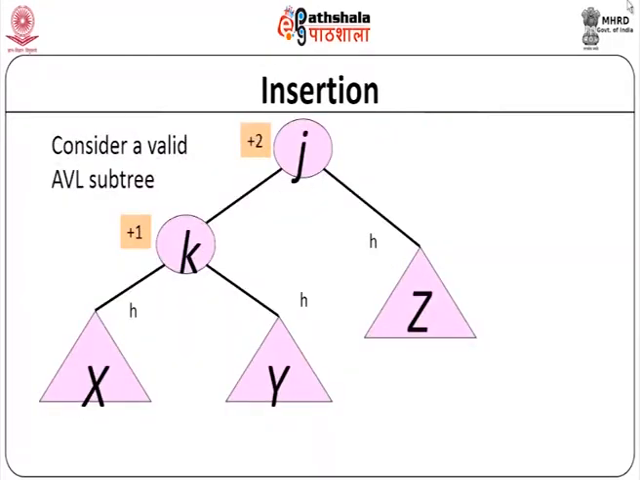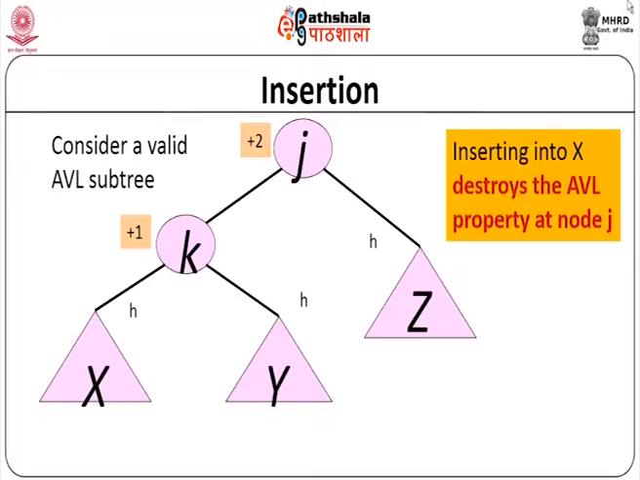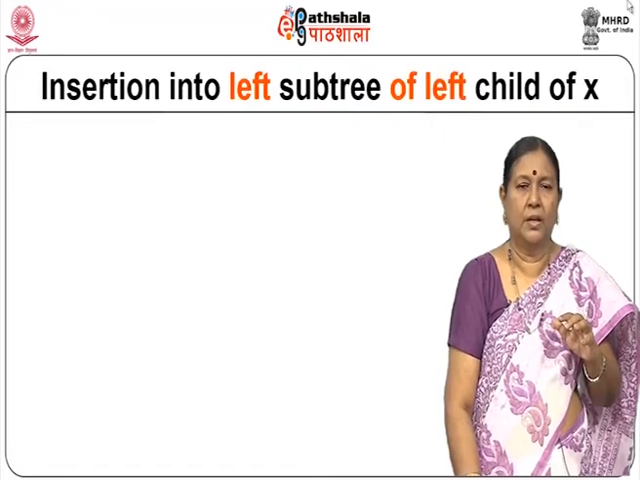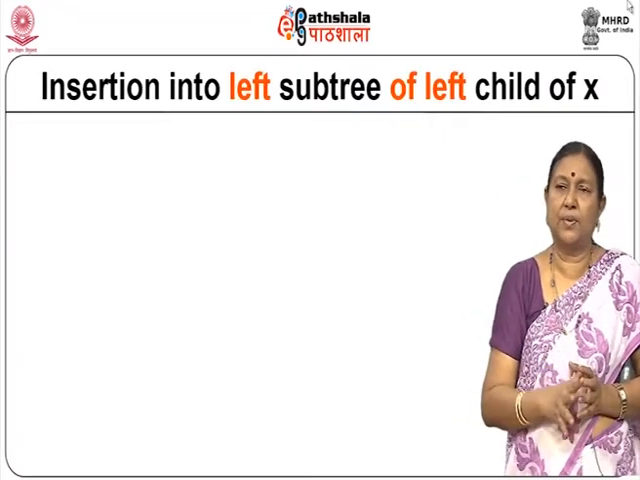Let us consider a valid AVL tree, and let us see how insertion of x destroys the AVL property at node j. If you take a valid AVL tree and insert x at that place, x does not have any imbalance; it is the node j that has the imbalance, and that is the node called the deepest ancestor here. So, this becomes h plus 1. That causes the AVL property at node j to be destroyed, because the balance has become 2.